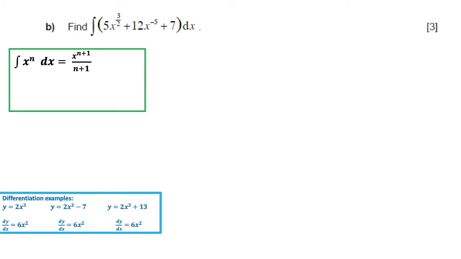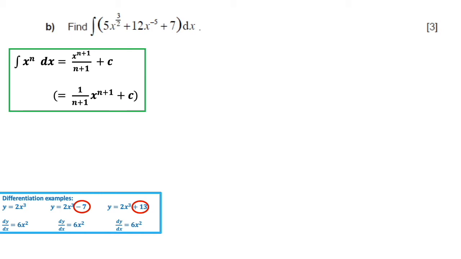Now what that means is if I integrate 6x squared, it should give me 2x cubed, which it does. However, if I look at the second example, that also gives me a differentiation of 6x squared, as does the third one. What that means then is that if we integrate 6x squared, it could be 2x cubed, but it could also be 2x cubed plus or minus any constant really. For example, it could have been a minus 7, or a plus 13, or a minus 100. So when we integrate, to represent that constant, we have to make sure we put a plus c at the end.